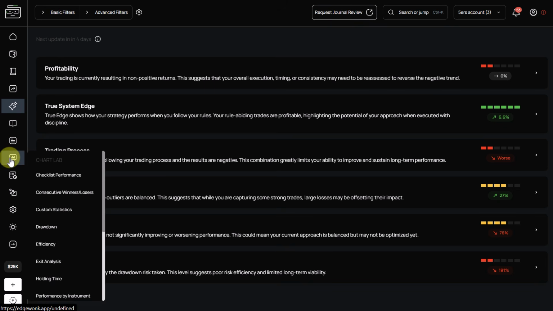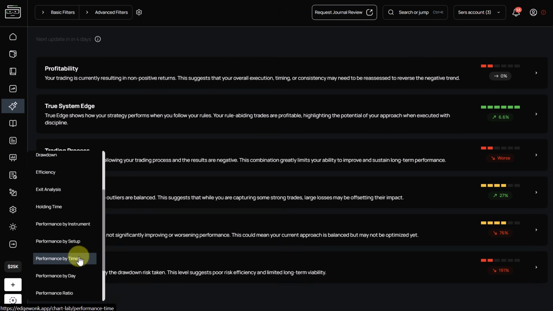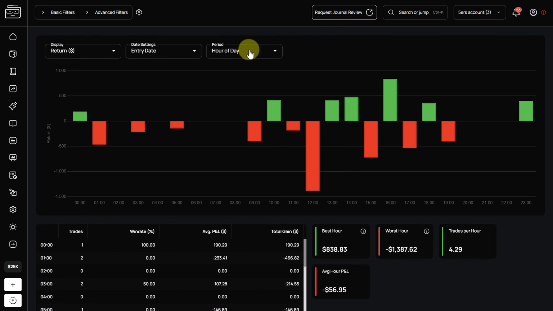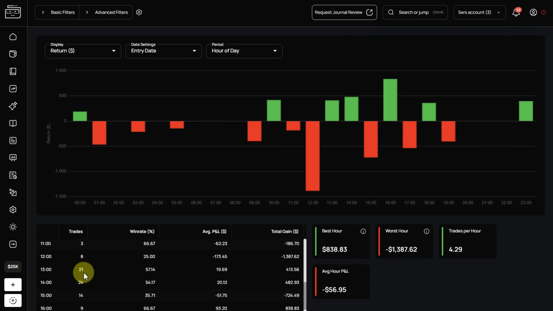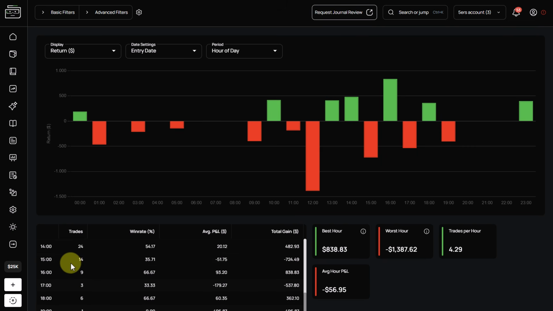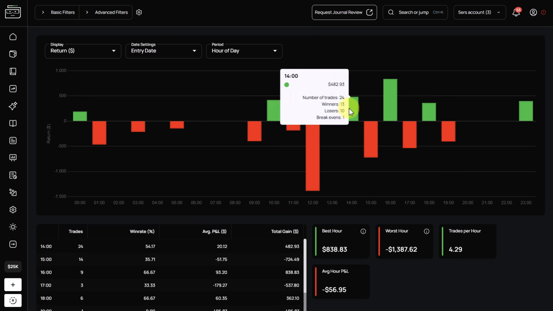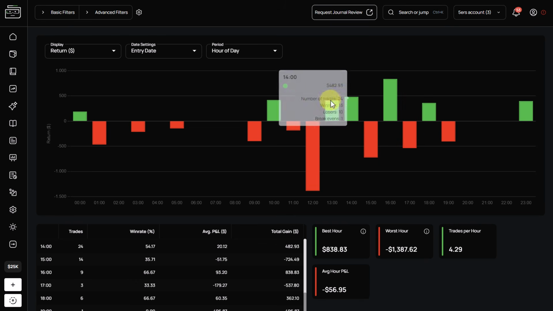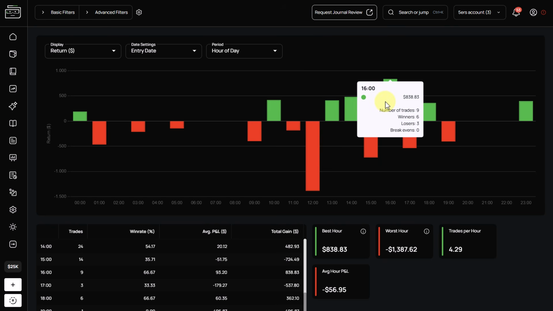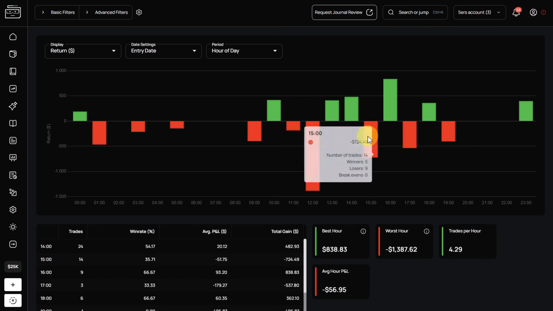So we go to the chart lab and we're going to go to the performance by time. And here we're looking at the hour of the day. When we look here, his most active hours seem to be from 1 p.m. until 3 p.m. So it's right here, right? 21 trades, 24 trades, 14 trades, and then 9 trades here at 4 p.m. And here 12, he has 8. So 1 p.m. until 4 p.m. he has most of his winners, but here he has quite a lot of losses.